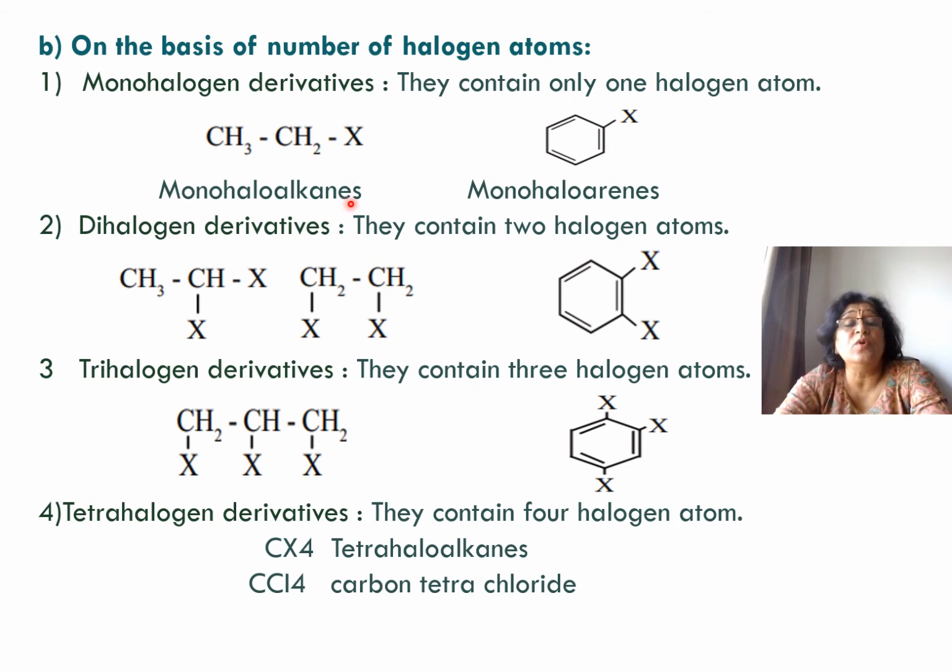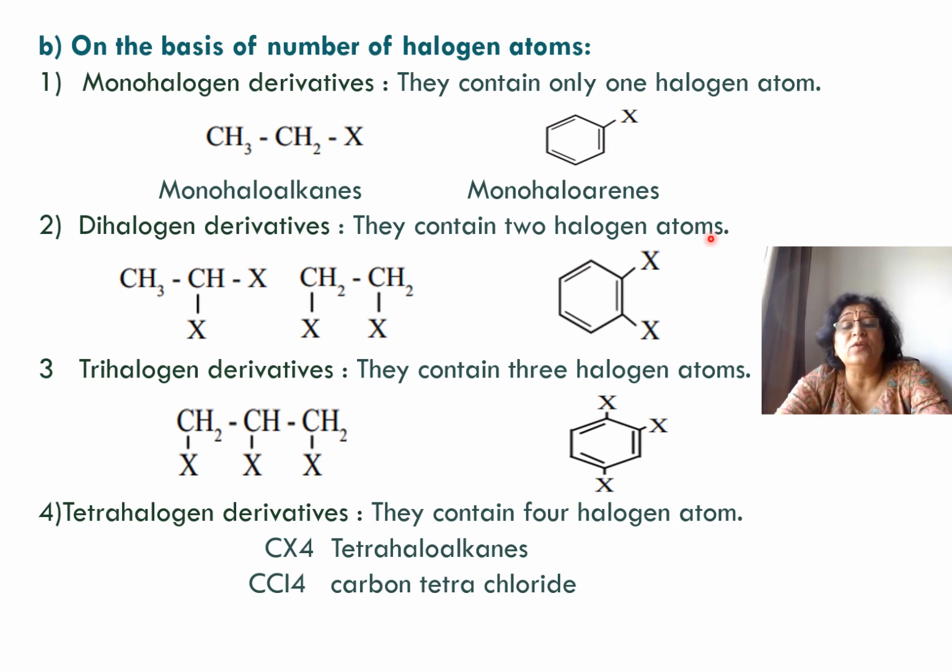Here you see monohaloalkanes. That means in alkanes, one hydrogen is replaced by one halogen. So that is why it is monohaloalkanes. And the example of haloarene is monohaloarene. In this, the aromatic hydrocarbon's H is replaced by halogen. So it is monohaloarenes.